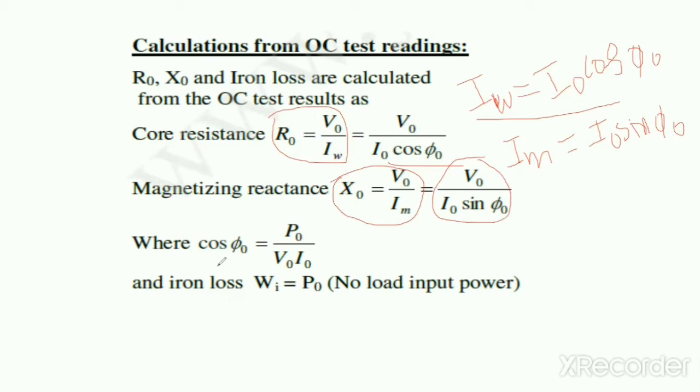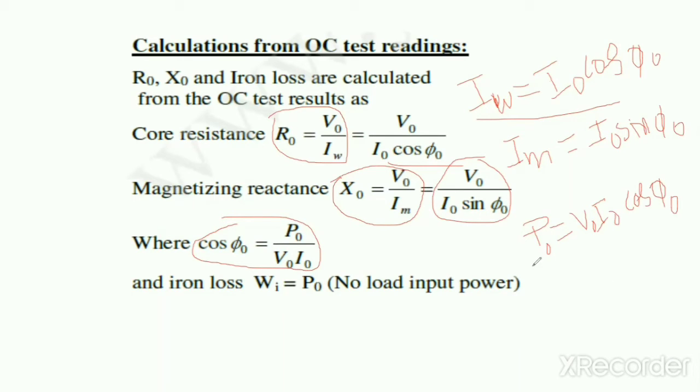Next, we calculate the cos phi naught. What is the formula for cos phi naught? Cos phi naught is equal to P by V naught I naught. What is the power formula? P naught is equal to V naught I naught cos phi naught.